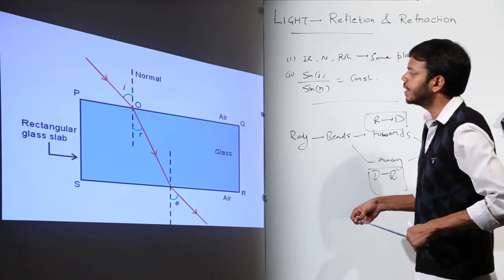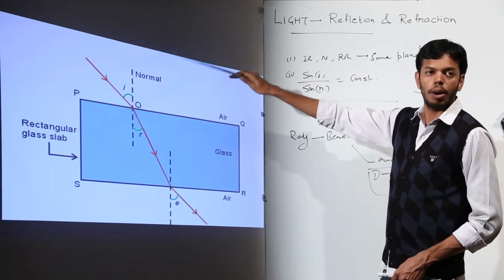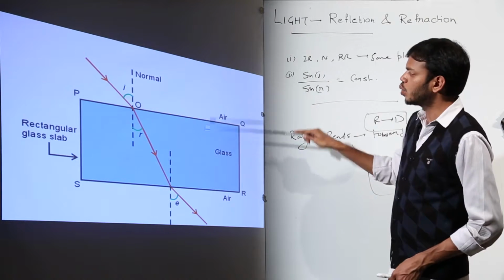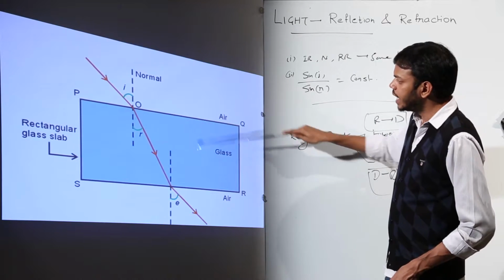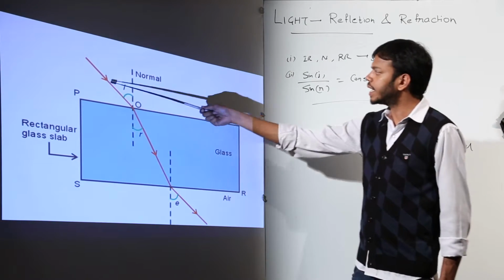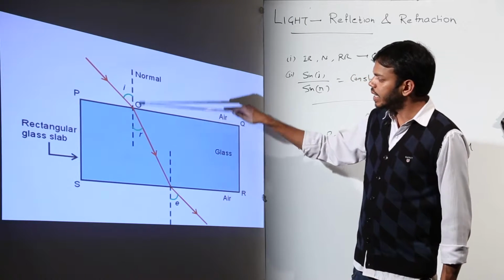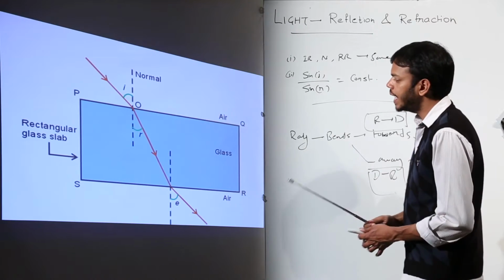So now you can see here that at this point, this light ray is going from a rarer medium, the normal air, to glass, that is rarer to denser medium. So instead of following a straight line, it bends towards the normal. This is the angle of incidence which the incident ray makes with the normal, and this is the angle of refraction which the refracted ray makes with the normal, right?